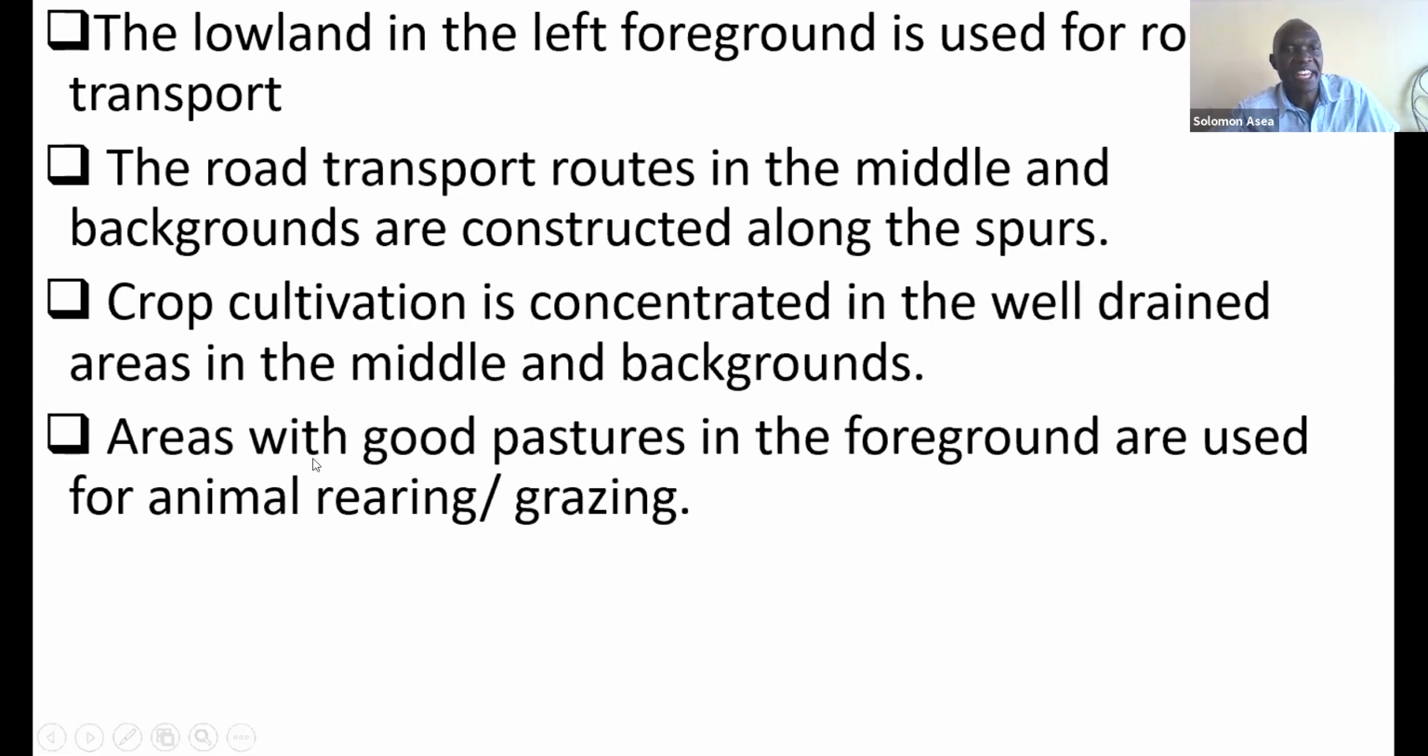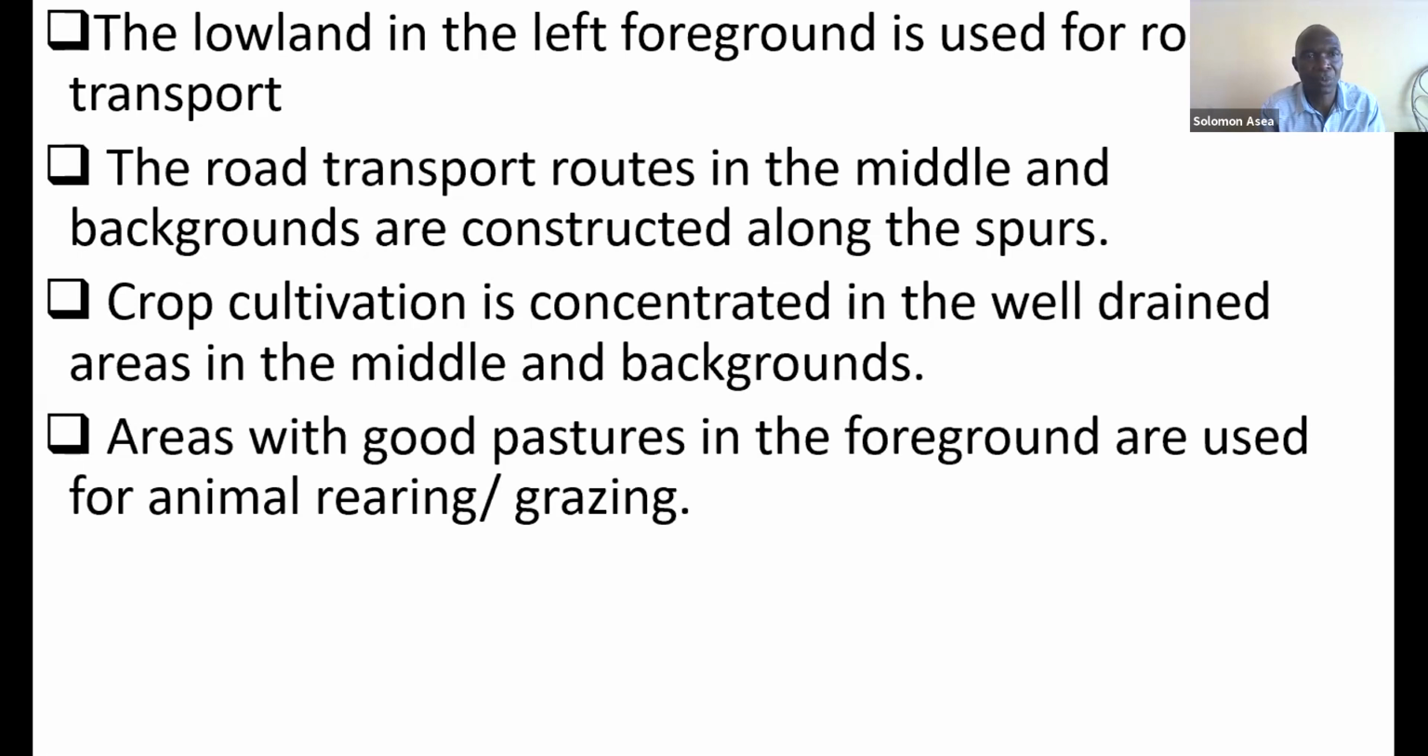Also, we have areas with good pastures in the foreground used for animal rearing or grazing. Areas with available pastures in the foreground are used for animal grazing. So the physical factor there is the vegetation aspect, the grass. Where there's grass, it has been used for paddocking, for animal rearing, or for dairy farming, for that matter.